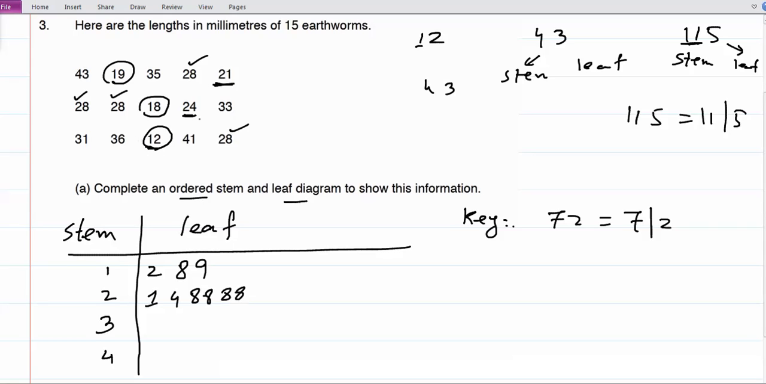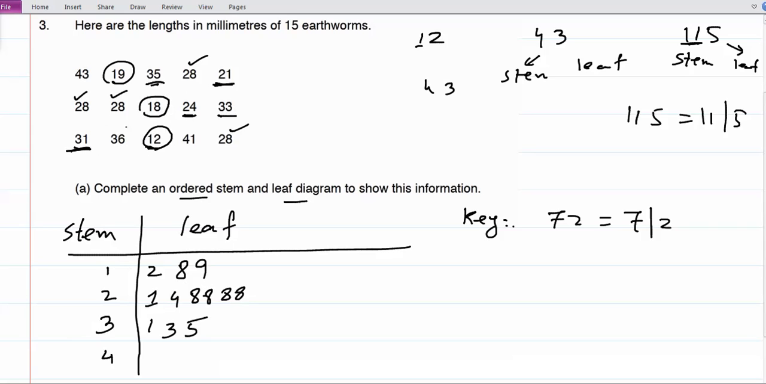Okay. Any other number with 2? We wrote all the numbers with 2. Now numbers with 3. The smallest number with 3 is this one. Okay, 31. After 31 we have 33. After 33 we have 35. Yes, 35.